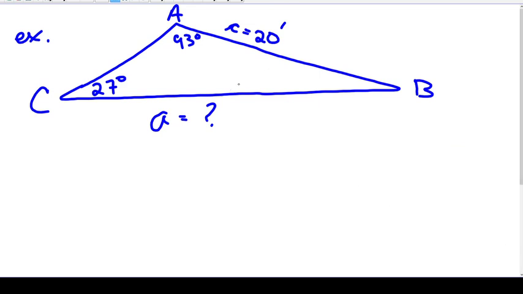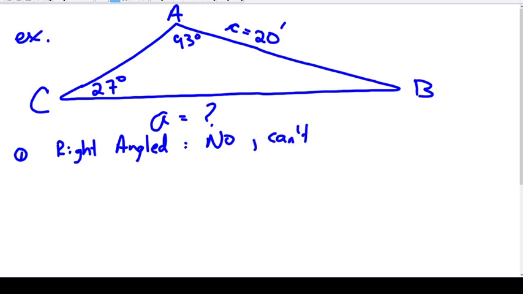So the first thing you want to look at is, is this a right angle triangle? So step one, is it right angled? And the answer is no. Okay, so that means no Pythagorean theorem, so can't use Pythagorean theorem or SOHCAHTOA.